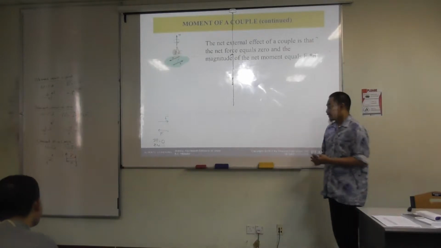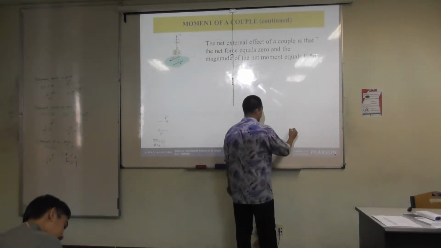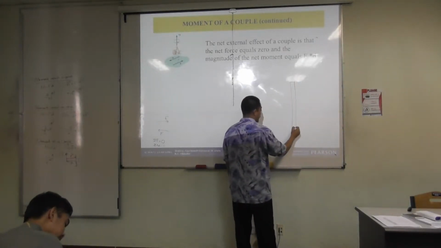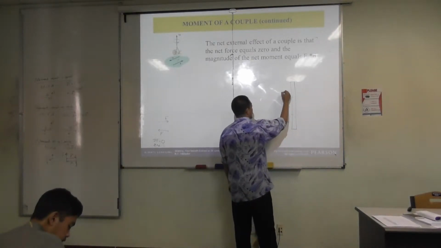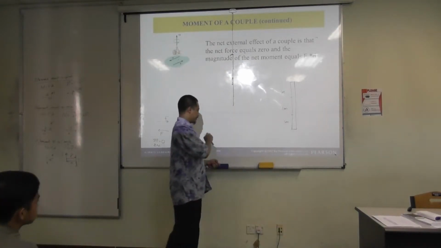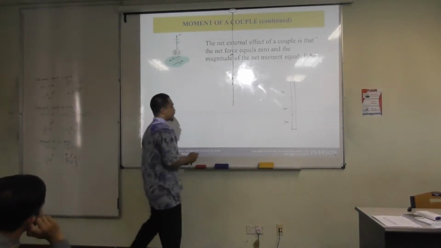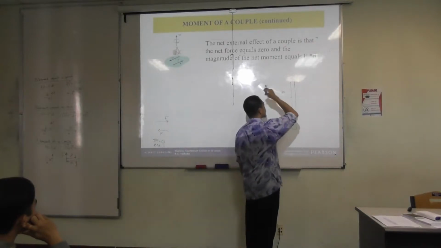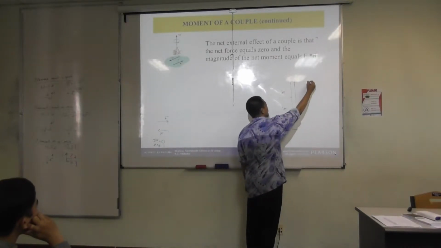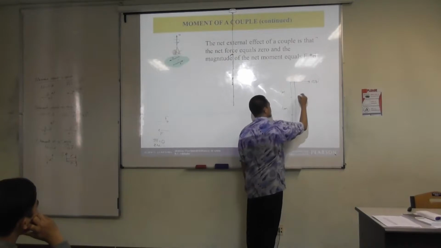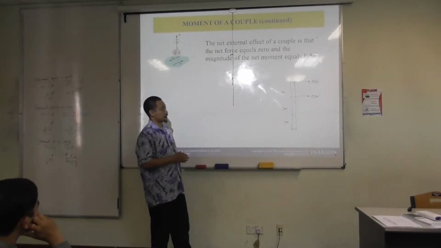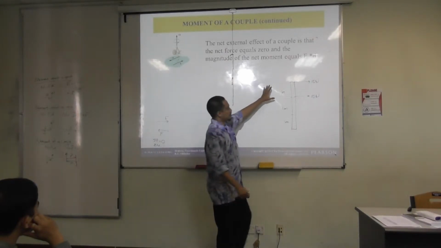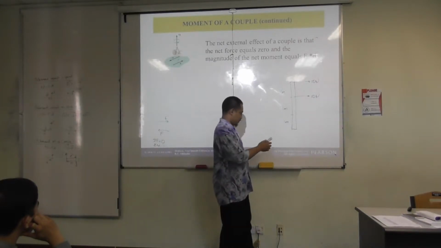Okay. Now, let's consider this body here. For example, let's say this is 1 meter, 1 meter, 1 meter. Now, before we know about couples, let's say we have 10 Newton here, and then 10 Newton also here. So we have two forces. This is not a couple because both are acting to the right.